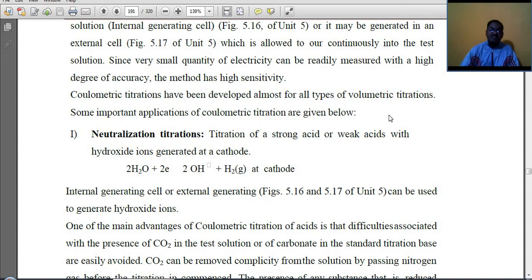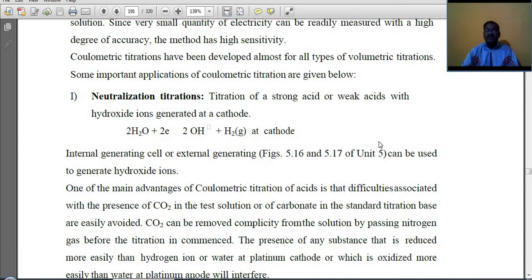Neutralization titrations are mentioned here. Neutralization means the formation of pH equal to 7 here. The titrations of strong acids or weak acids with hydroxide ion generated at the cathode.